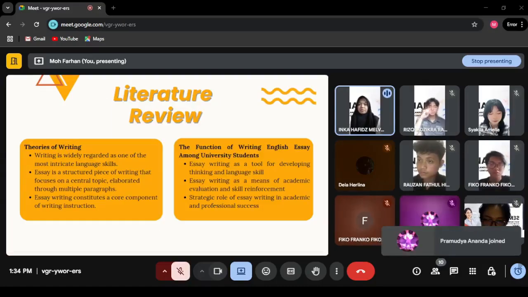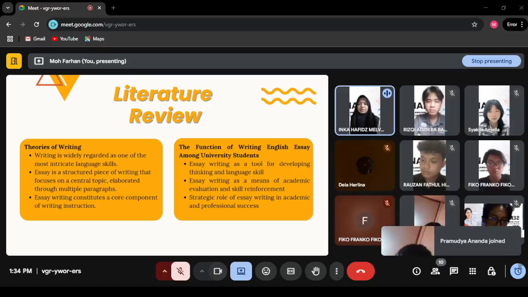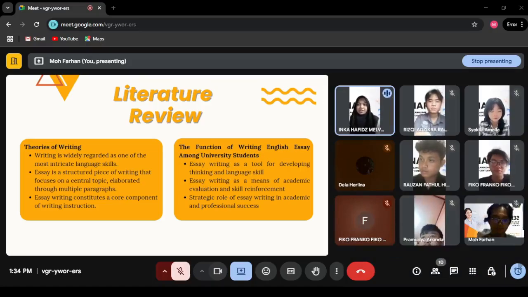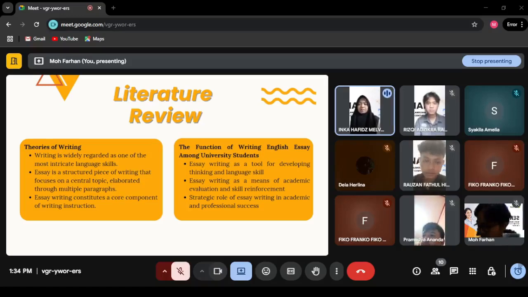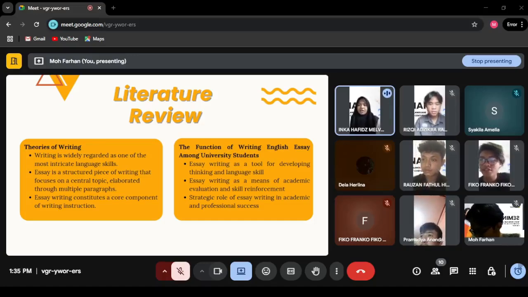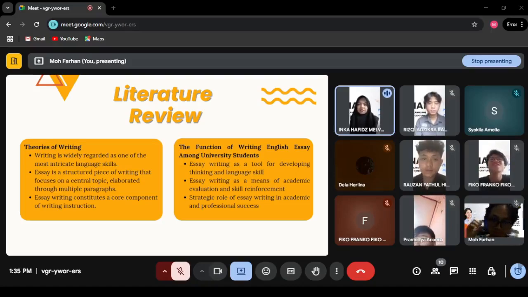Next is the literature review. First is theories of writing. Writing is widely regarded as one of the most demanding language skills. An essay is a structured piece of writing that focuses on a central topic, elaborated through multiple paragraphs. Essay writing is a core component of writing instruction. Writing is a complex skill, as Gautam 2019 and Purnasi et al. 2024 explain; students need to master grammar, structure, critical thinking, and creativity. Essay writing is one of the most demanding types of academic writing, requiring students to build arguments, support claims with evidence, and use proper structure. Oshima and Hogue, 2006, emphasized that essays should have a clear introduction, body paragraphs, and conclusion.